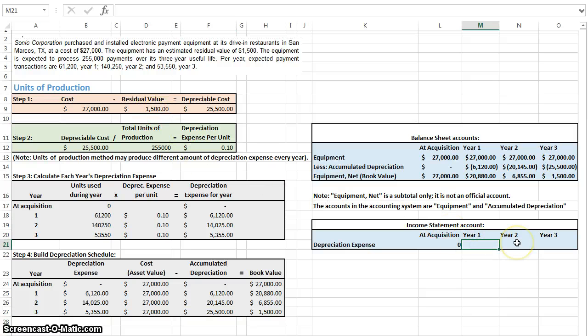And then on my income statement, we'll just have a different amount each year. $6,120 is my depreciation expense in year one, $14,025 in year two, and $5,355 in year three. The income statement, how much did I take this year? Balance sheet, how much have I taken since the beginning of time? And notice if you add all three, that's $25,500. If you add these three together, that's going to be that accumulated depreciation after the asset is done. Good, so that's a four-step process for units of production. We're going to go on to the double declining next. Thanks.